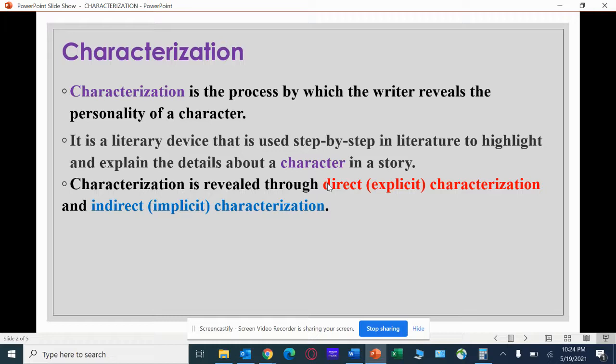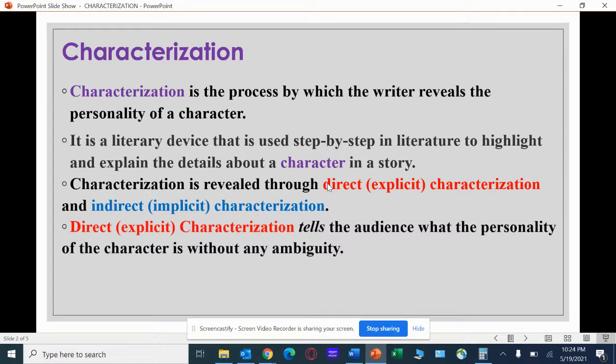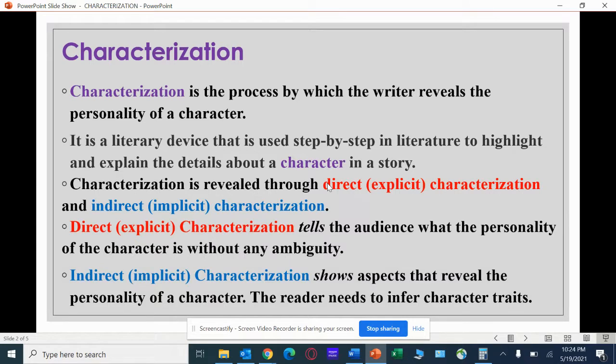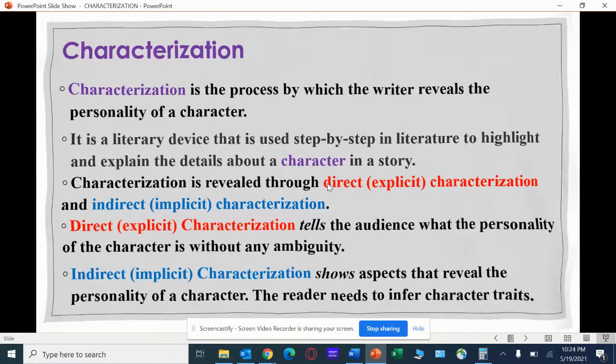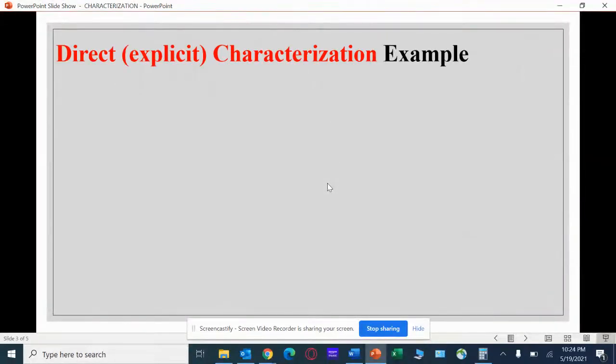But in terms of an overarching way to characterize fictional personas, we have two main ones: direct, or what's called explicit characterization, or indirect, sometimes called implicit characterization. Direct characterization tells the audience what the personality of the character is without any ambiguity whatsoever, whereas indirect characterization shows aspects that reveal the personality of the character. So this is where we get the subtext. The reader has to infer the character traits, and we have to use our close reading and analytical and critical thinking skills to determine who the character is or what the character's motivations are.